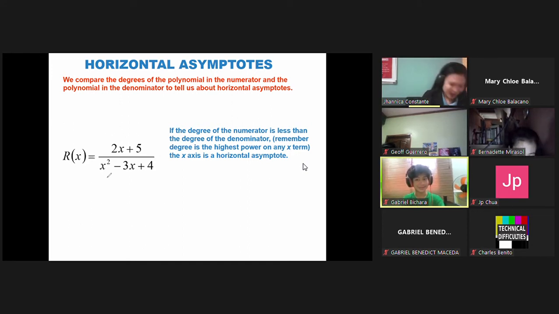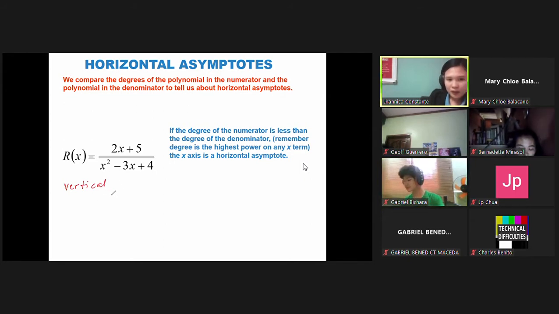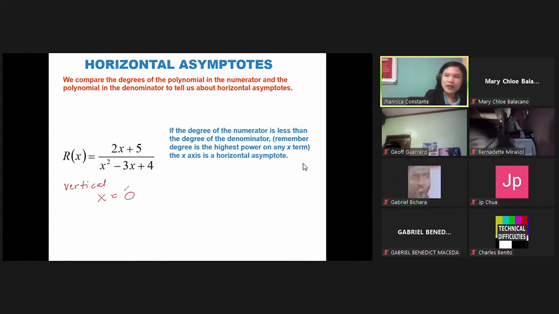So since we cannot factor this equation that we have, which is x squared minus 3x plus 4, our vertical asymptote will be x equal to 0, since we cannot find the correct factor of x squared minus 3x plus 4. So we are done with the vertical asymptote. Now let's proceed with the horizontal asymptote.